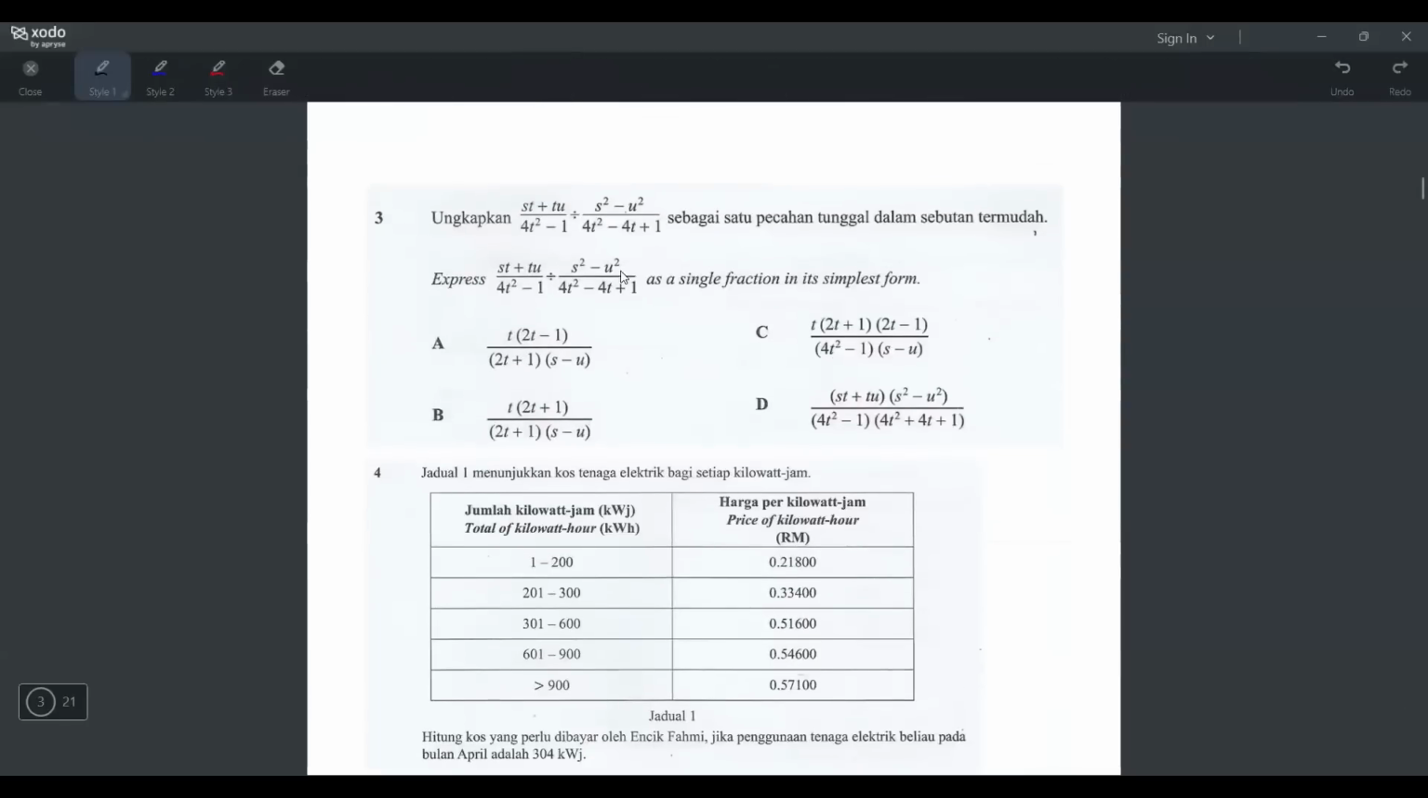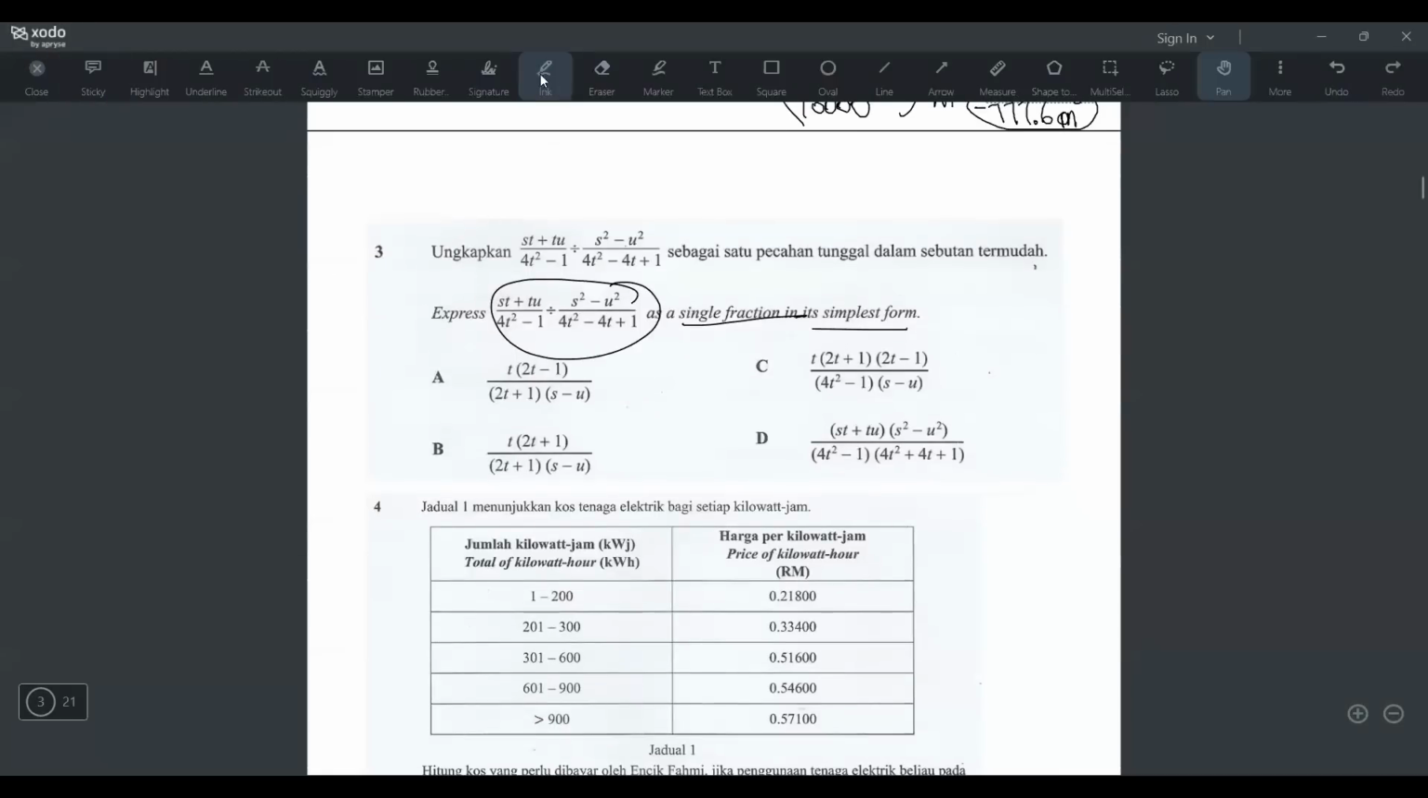Okay, number 3, express this whole thing as a single fraction in simplest form. So what you have to do is you will factorize. Okay, kalau boleh factorize, yeah, factorize. And then kalau boleh potong, you potong. Okay, that's what it means by simplest form, right?